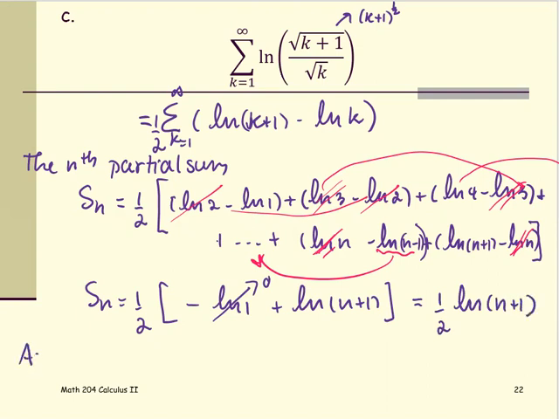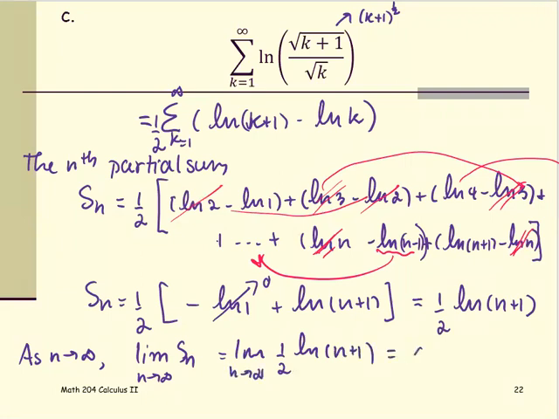And take the limit as n approaches infinity. So the limit of Sn as n approaches infinity, or the limit of 1 half natural log of n plus 1, is infinity. It's not a real number, so we can say that the series diverges.